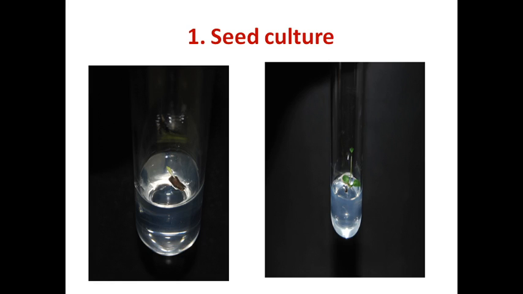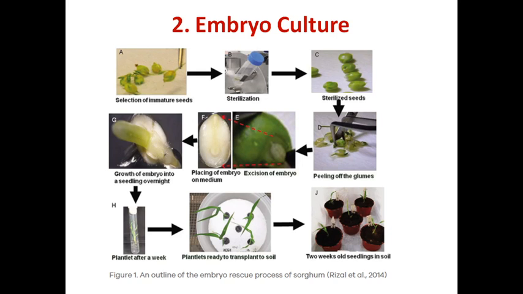Okay, so students, see, this is the importance of seed culture. Next I am focusing here on embryo culture. It is the sterile isolation and growth of the immature or mature embryo in vitro with the goal of obtaining a viable plant. So students, here is the selection of immature seed.